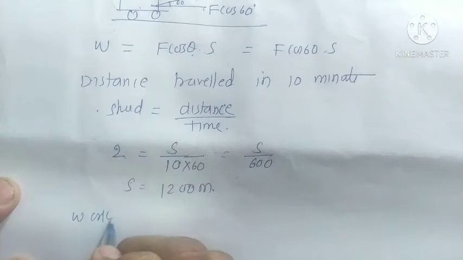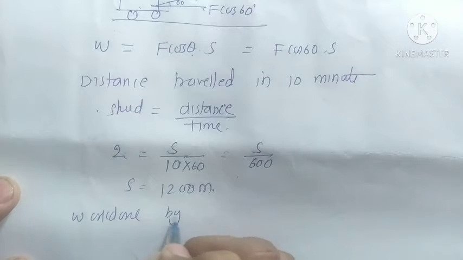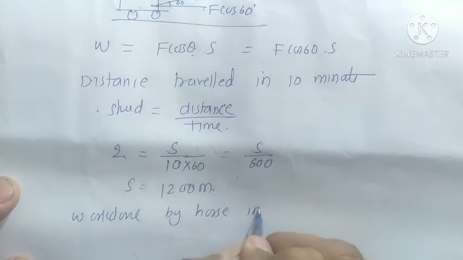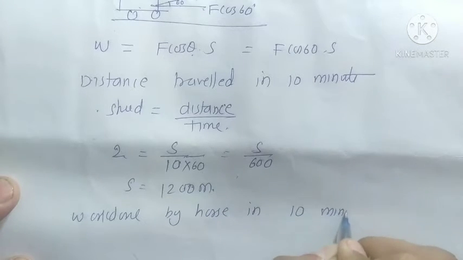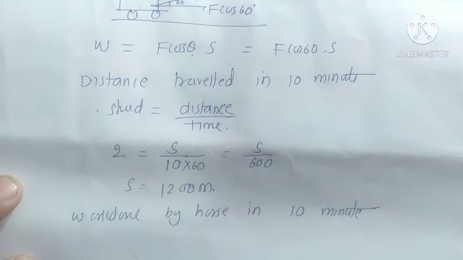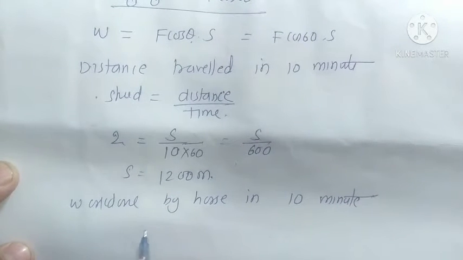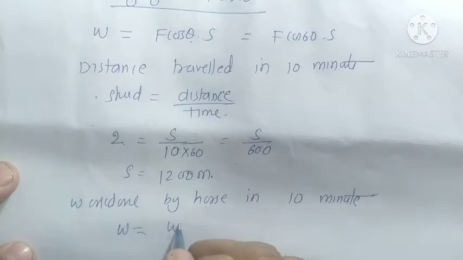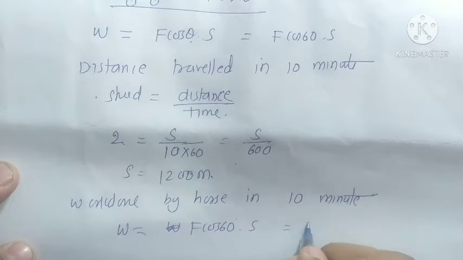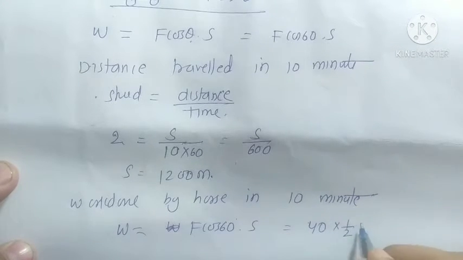Now we have to find the work done by the horse in 10 minutes. Work done, W is equal to, we put all these values here, F cos 60 into s. The value of F is already given, 40 Newton, cos 60 is 1 upon 2, and s is 1200.